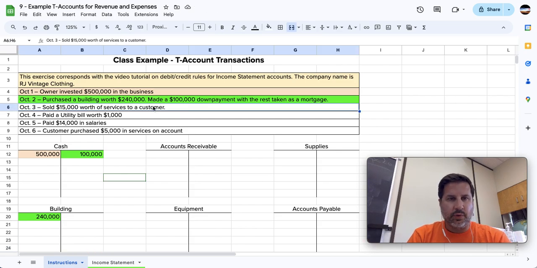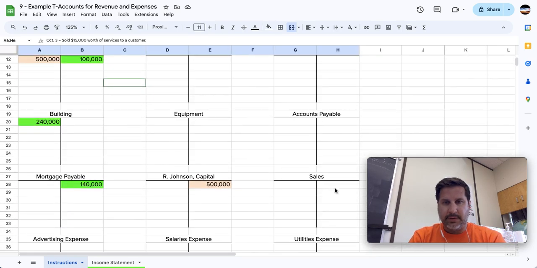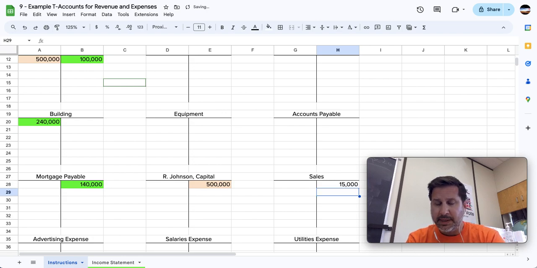Okay, on October 3rd, we sold $15,000 worth of services to a customer. This is the first time we're going to see an income statement transaction. So if we sold our services, then we made a sale, and so that's going to be $15,000. You may be thinking to yourself, why does it go up with a credit, not a debit? Assets go up with a debit, and assets are good, sales are good, so why not?